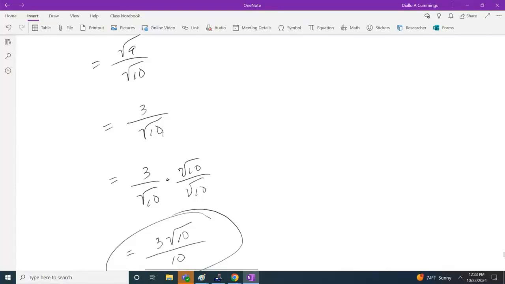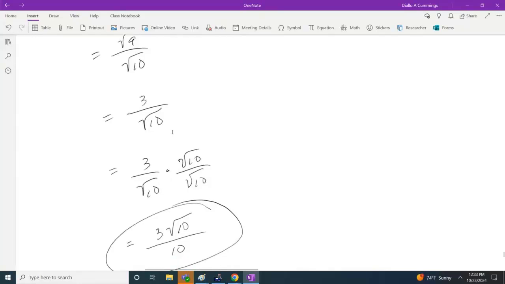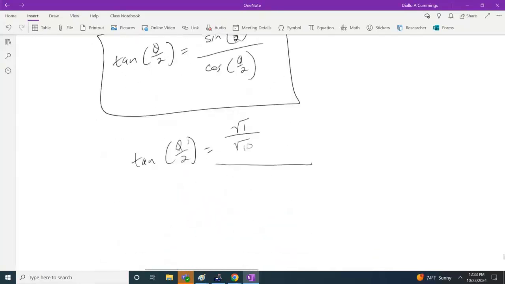I'm just trying to pick something easy so I can multiply this stuff and not have to deal with a square root that's too tough. So that's 3 over the square root of 10. And then the square root of 1 is 1, so I'm going to just write that as 1 over 10. I'm going to take the simplest values, right? And I'm going to use that little formula I've been using.